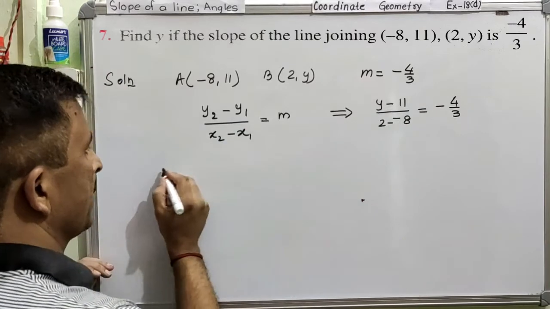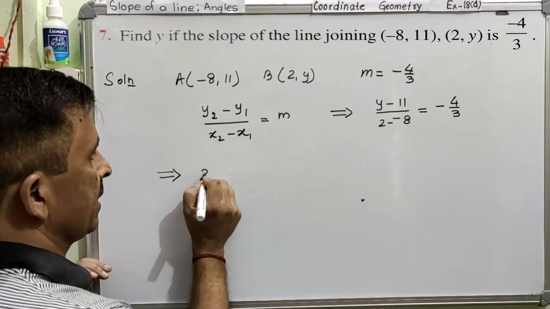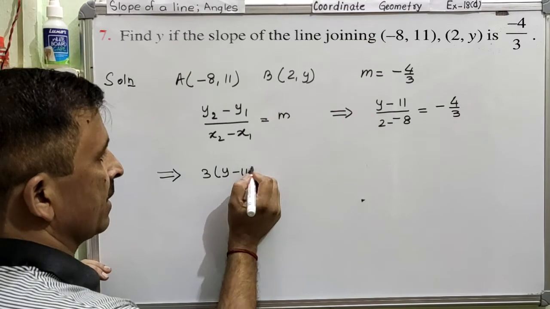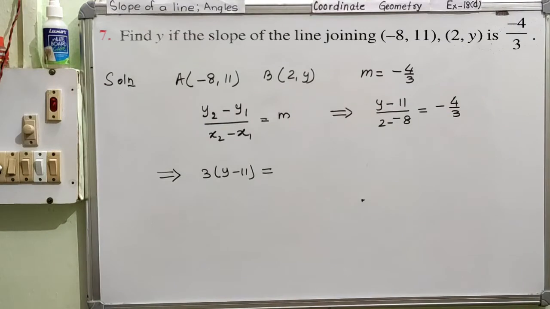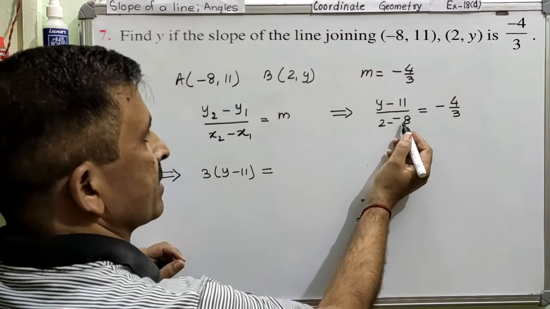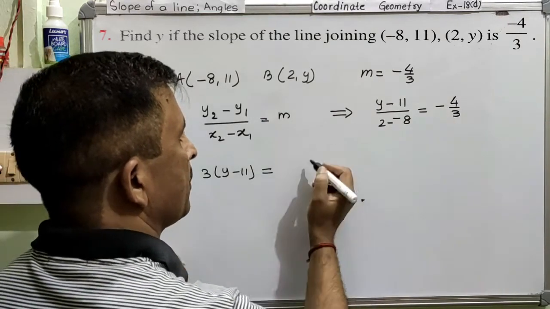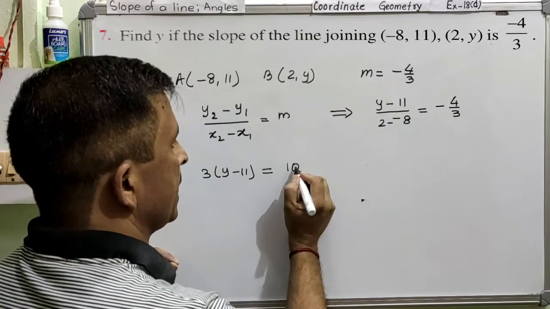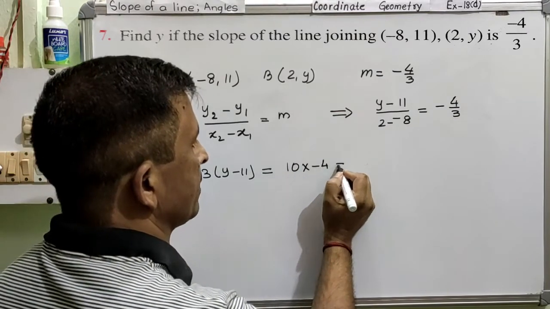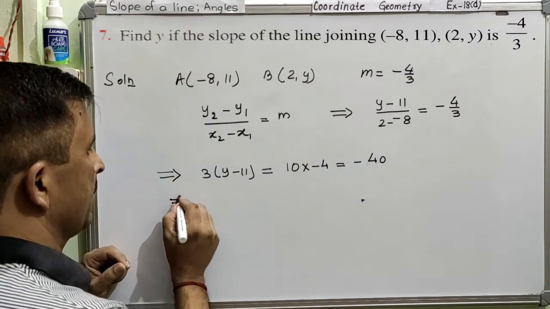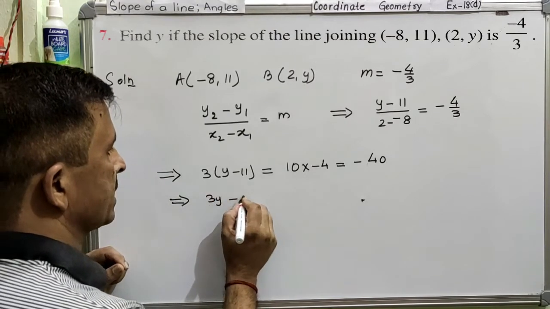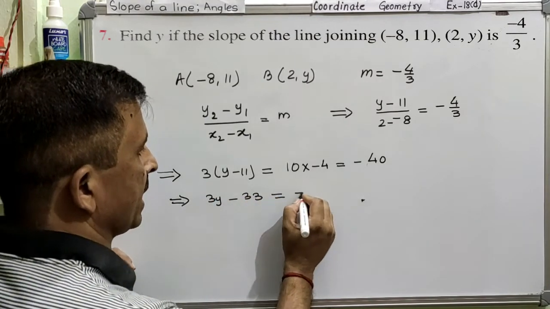So 3 into y minus 11 is equal to, because the numerator is negative, when we cross multiply, this becomes 10, and this is negative 4. So 10 into negative 4 is equal to minus 40. Now simplify. This side is 3y minus 33, and this is minus 40.